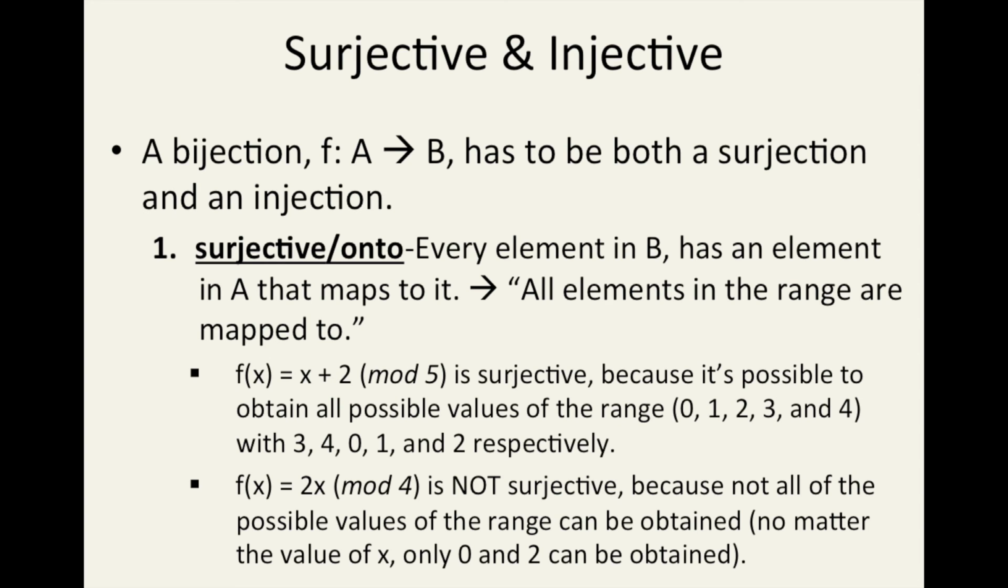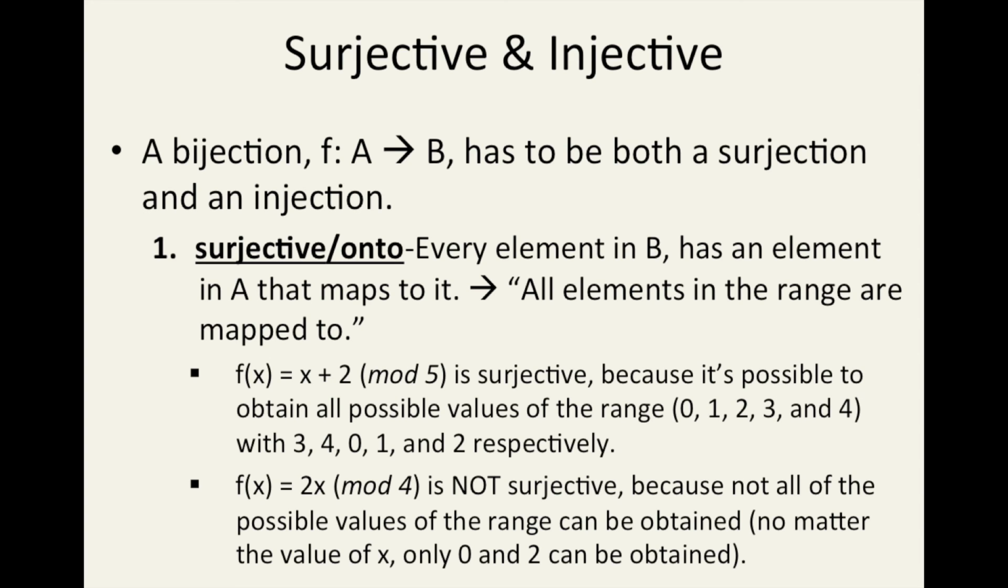in other words, the domain is the set of elements in A and the range is the set of elements in B, then for it to be surjective, or onto, it just means that every possible element in the set that is the range, or every element in B, has to have an element in the domain, or in the input, that maps to it. Basically all this means is that every single element in the range is mapped to.